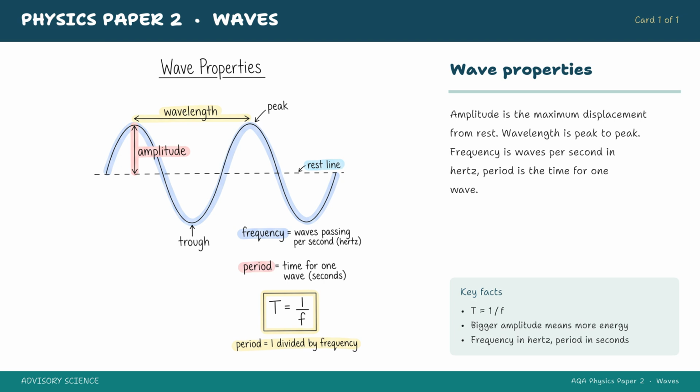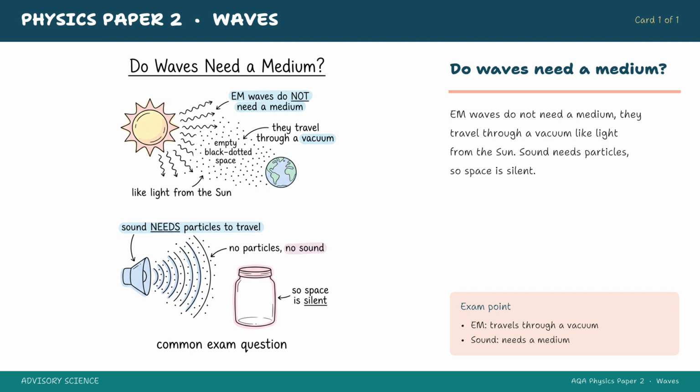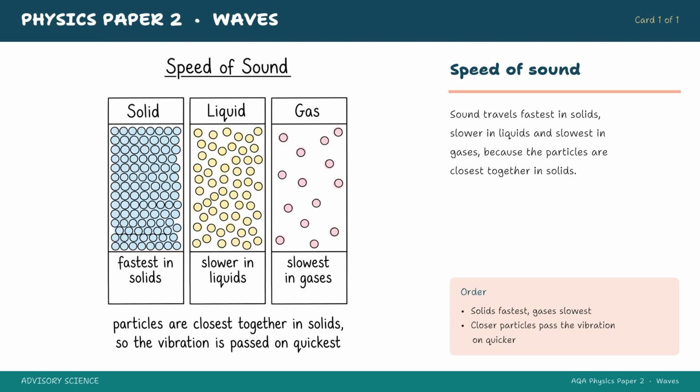Unlike sound, electromagnetic waves do not need a medium. They can travel through a vacuum, and this is a very common exam question. Sound travels fastest in solids, slower in liquids, and slowest in gases because the particles are closest together in solids. AQA asks this surprisingly often.